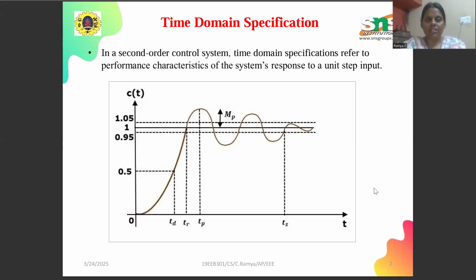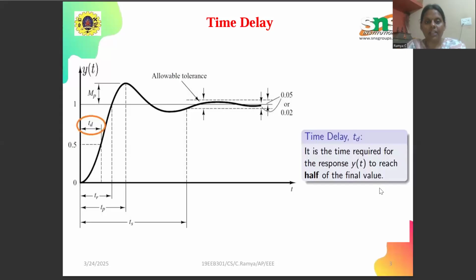In the second order system, the time domain specifications refer to the performance characteristics of the system response to the unit step input. So we are considering the input signal as a unit step for the second order system. In this response, we have the x-axis as time and the y-axis as c of t. We are naming various time periods, which we will explain in the upcoming slides. These are the important specifications we use over the time domain.